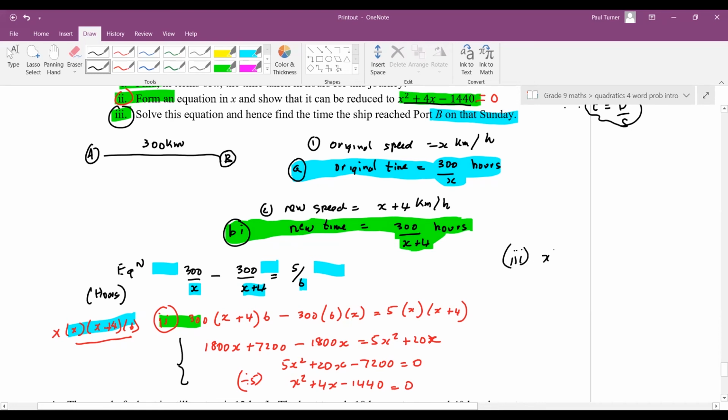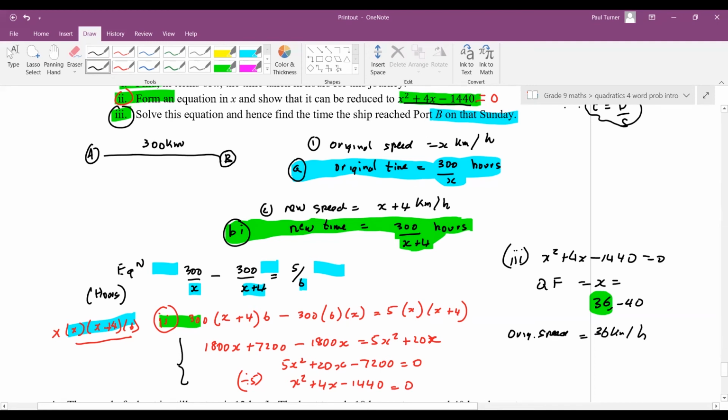So we had x squared plus 4x minus 1440 equals 0. Just by your quadratic formula, you'll end up with 36 and minus 40. So obviously we want the positive time, so we use this one here. So your original speed was 36 kilometers an hour. So original speed equals 36 kilometers per hour.